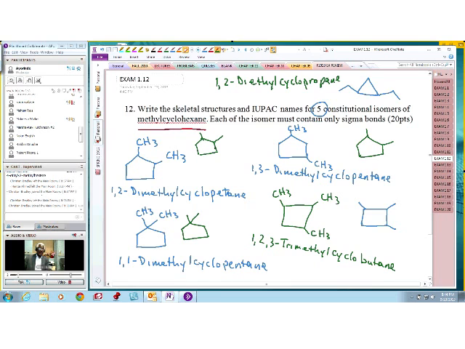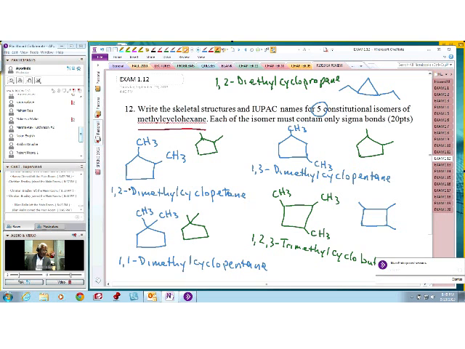So you could write as many as you want, but some of you may come out with different ones than the one I have here. But the point to be made is, whenever you are doing constitutional isomers, these are molecules with the same molecular formula. The only difference between them is the attachment of the atoms. Is there any question on this before we move on? Okay, so let us go to the next one.